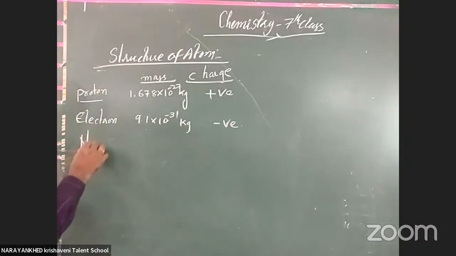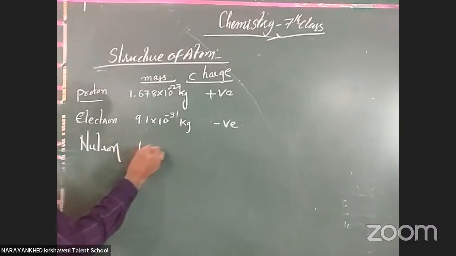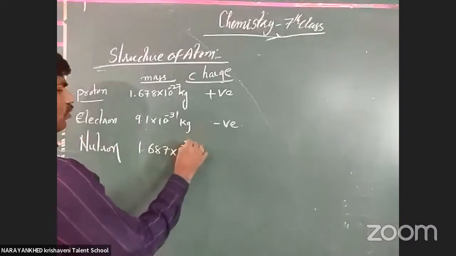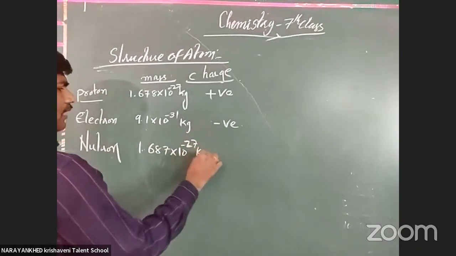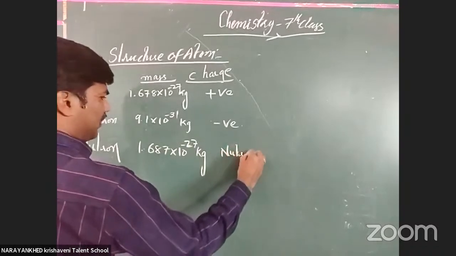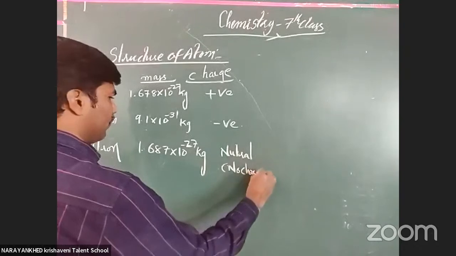And the next one is the neutron. The neutron contains a mass of 1.687 into 10 to the power of minus 27 kg. And it contains a neutral charge. No charge it will contain. No charge. Neutral means no charge.